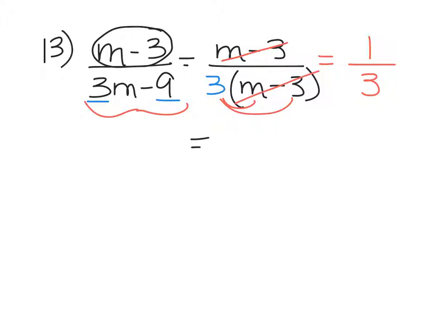I need to go back to my denominator and see what my excluded value would be. What value of m would make my denominator 0? The easiest way to do that, since I have 3m minus 9, is to put 3m minus 9 equal to 0. Because if I can solve it and see what value of m makes it 0, then that's my excluded value. So to solve this equation, I'm going to add 9 to both sides.